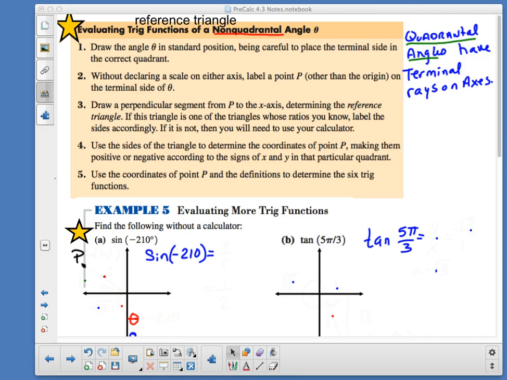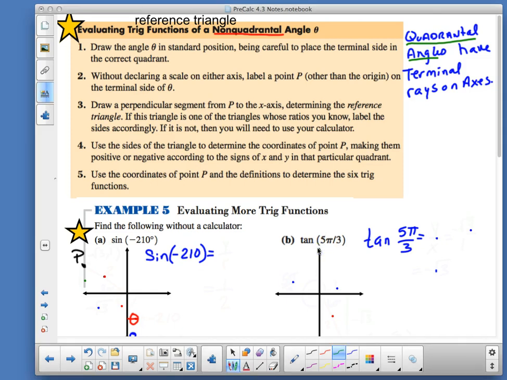And today we're talking about something that you guys were looking at in your assignment about reference angles. I've got a reference triangle up top, and it says evaluating trig functions of non-quadrantal angles. A quadrantal angle has terminal rays on the axes. So if I'm going to go pi over 2, pi, 3 pi over 2, those would be quadrantal angles, because the angle ends on the axis, and I cannot work with a reference triangle because there is no gap between the terminal ray and the axis itself, so I wouldn't have a reference angle.